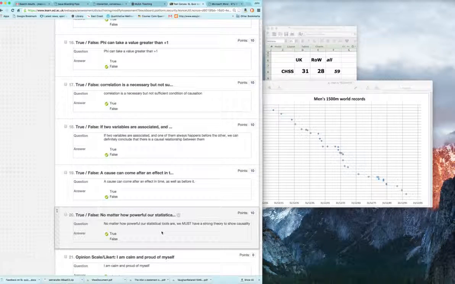No matter how powerful our statistical tools are, we must have a strong theory to show causality. You can't infer causal processes purely from statistical results. You need some kind of reasoning about why a correlation might be evidence also of some kind of causal relationship. And that comes from our ideas about the world rather than just the measurements that we make of it.